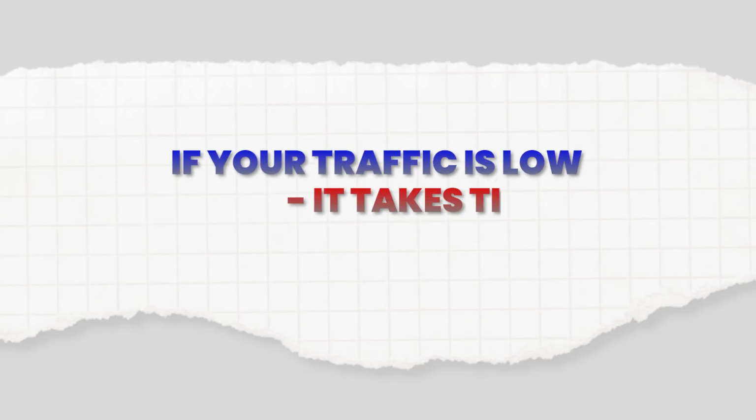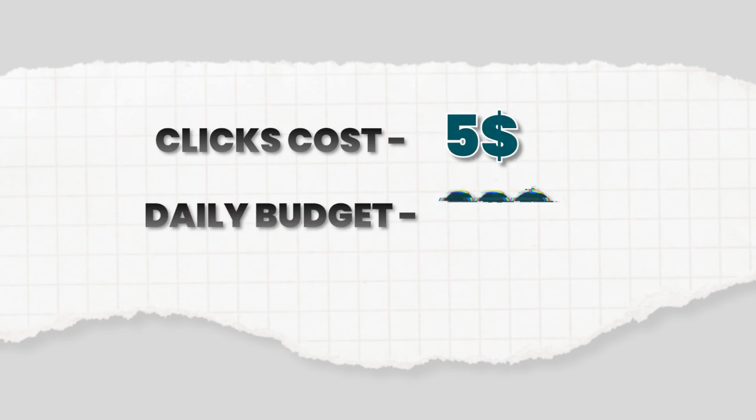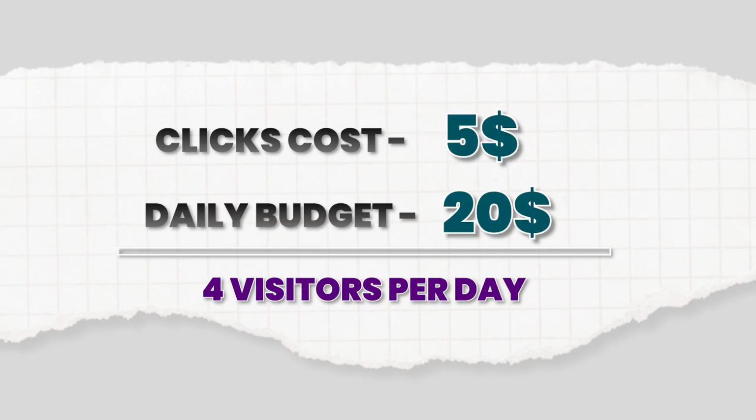Now here's the problem. If your traffic is low, it takes time. Let's say your clicks cost $5 and your daily budget is $20. That's just 4 visitors a day. At that rate, it'll take almost 25 days just to reach 100 users. That's frustrating. But here's the shortcut most people don't know.